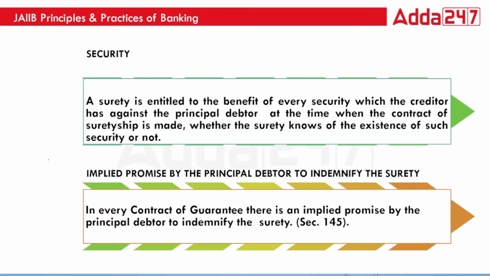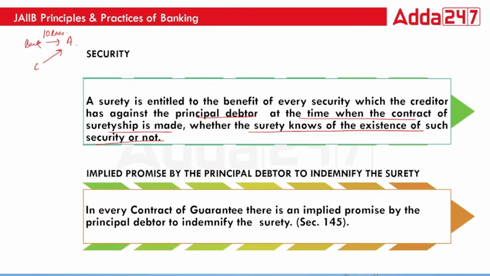Now, surety is entitled to the benefit of every security which the creditor has against the principal debtor at the time when the contract of suretyship is made, whether surety knows of the existence of such security or not. Suppose bank has given a loan. Let's take example of bank now. Bank has given a loan to A where C is the guarantor. C has given guarantee for this particular loan. Loan was of say 10 lakhs rupees.